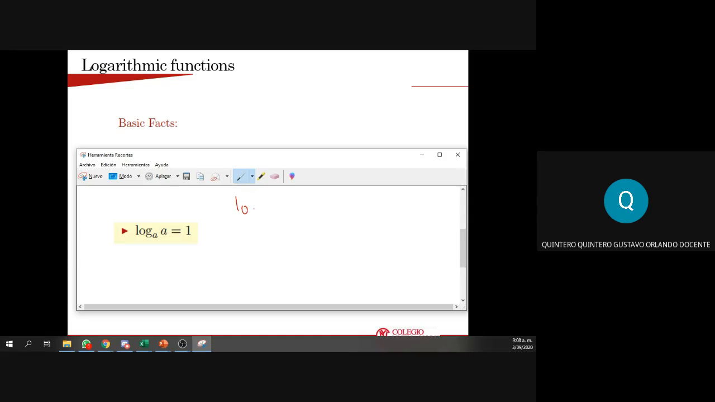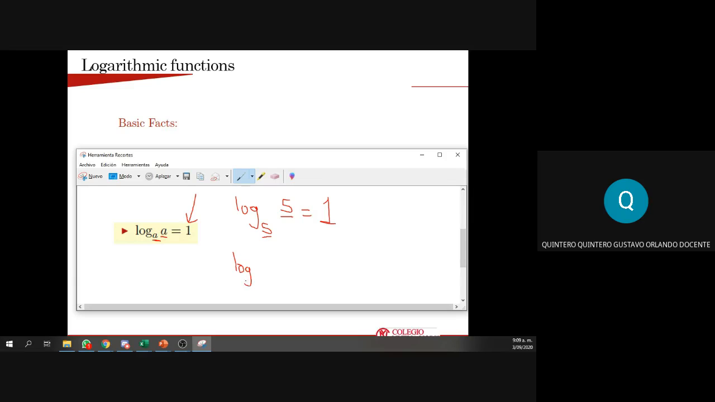How much is the logarithm to the base 5 of 5? Look, we have the same base and the same big value. The result is 1. This is simply because we have it as our basic fact. Now you guys try it.